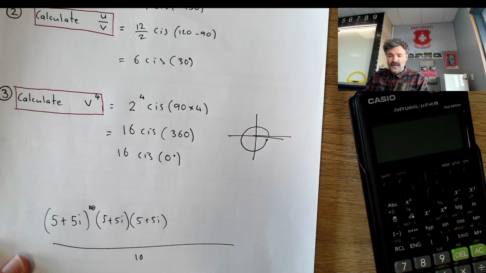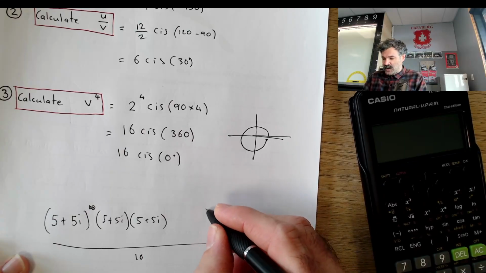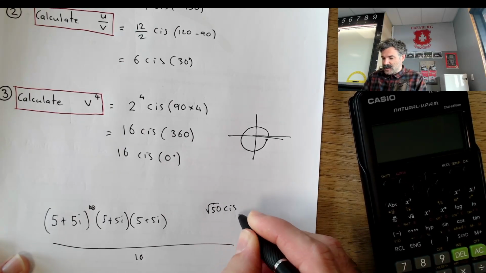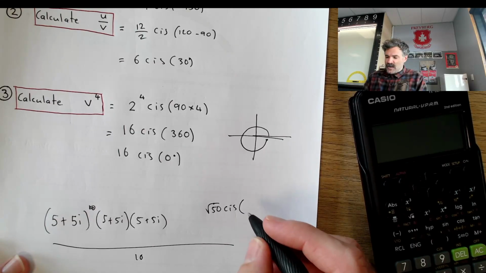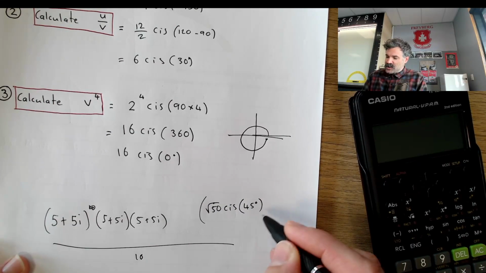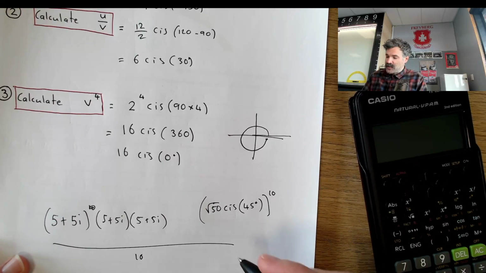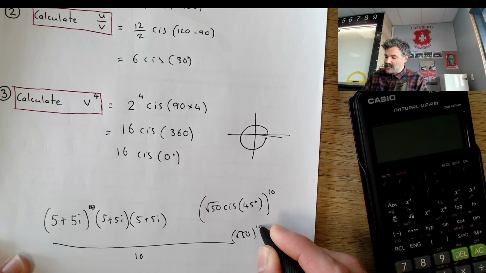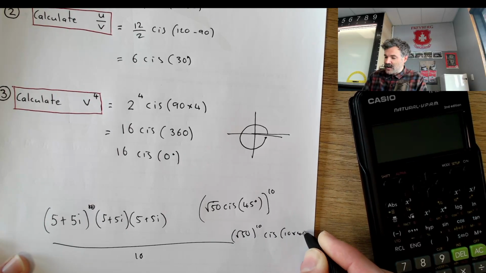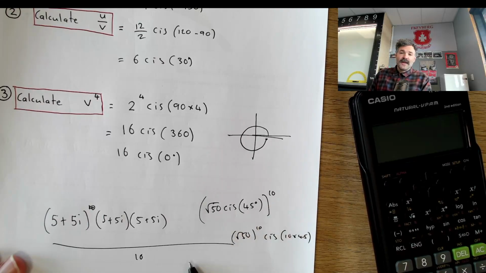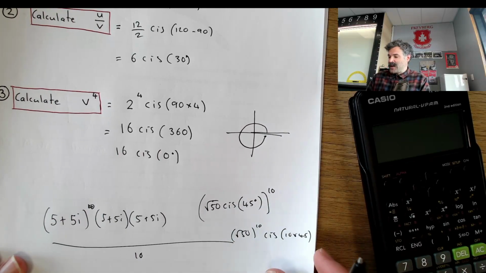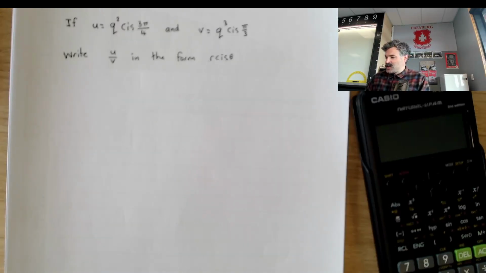A technique we can use is to convert 5 plus 5i into polar form. We could leave that as a little task for you to try. I'm pretty sure it'll be the square root of 50 cis of 45 degrees. Then we would just be raising that to the power of 10. Using De Moivre's theorem, that would be the square root of 50 raised to the power of 10, cis of 10 times 45. So you can see how this could be very useful when we have big powers of complex numbers. We don't want to expand it out 10 times. Anyway, that was a sidetrack. That wasn't supposed to be part of this video, but just thought I'd let you know.